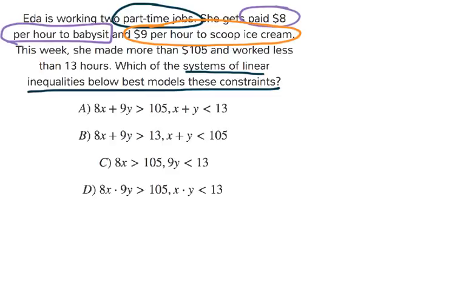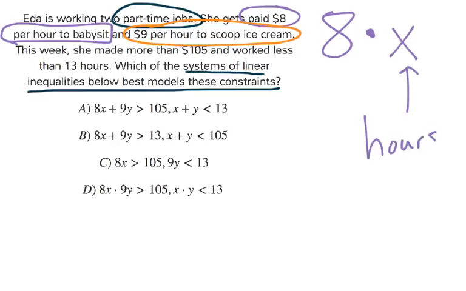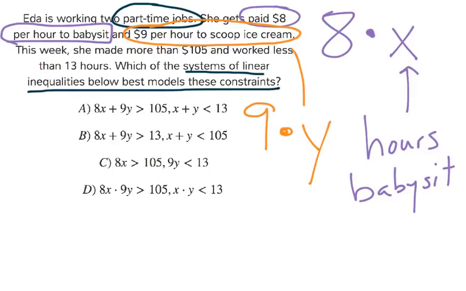So right there you can kind of think of some variables that might fit. I'm going to go ahead and write it over here. $8 per hour. I'm going to call hours babysitting x. So that's hours babysitting. Then the other part here is 9 times another variable. It's not the same variable, y, to scoop ice cream. So y represents hours working at the ice cream shop.